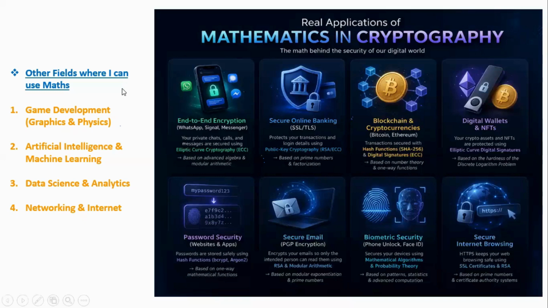The other fields which I have told you, I will give you the overview, are game development. They use linear algebra, vectors, and mathematics, like where the player can move in which direction, how their moves are decided, and using matrices. Another is artificial intelligence and machine learning. In this, you have to learn about the different algorithms and train your model according to them. They use mathematical approaches and algorithms to train the data.